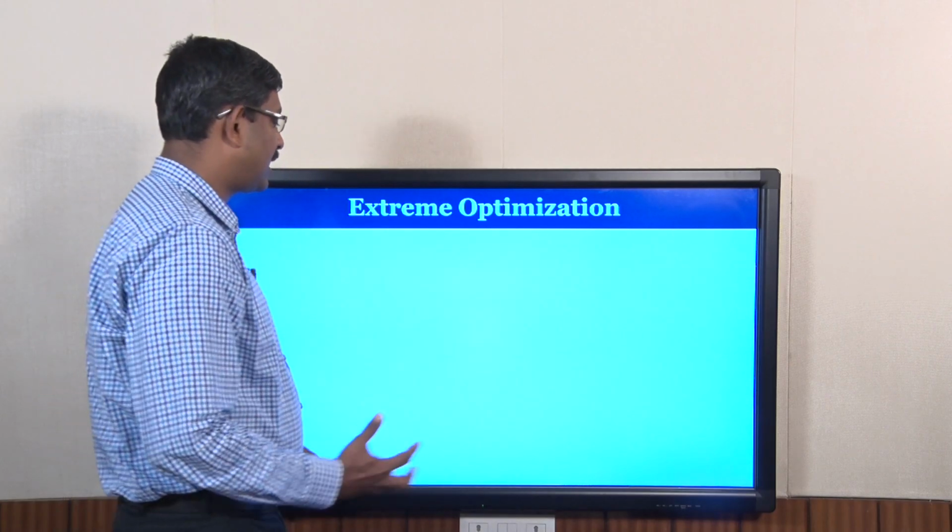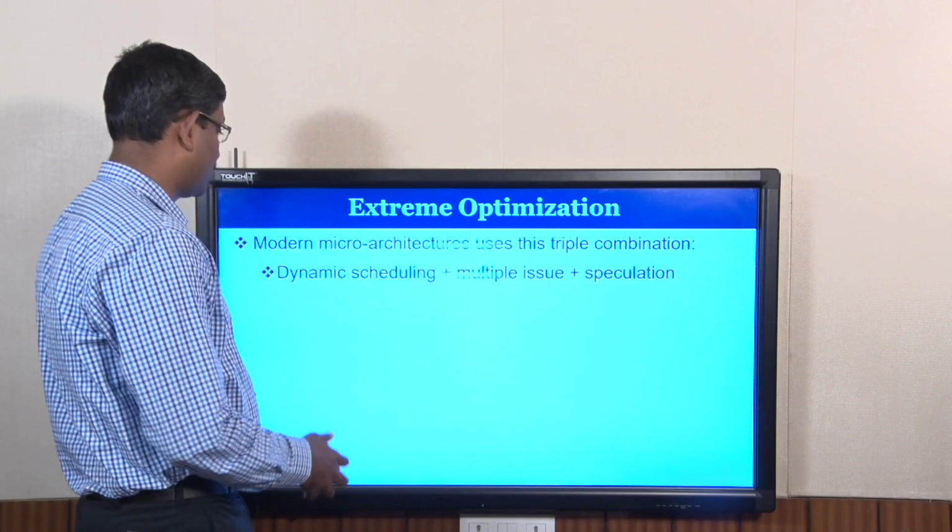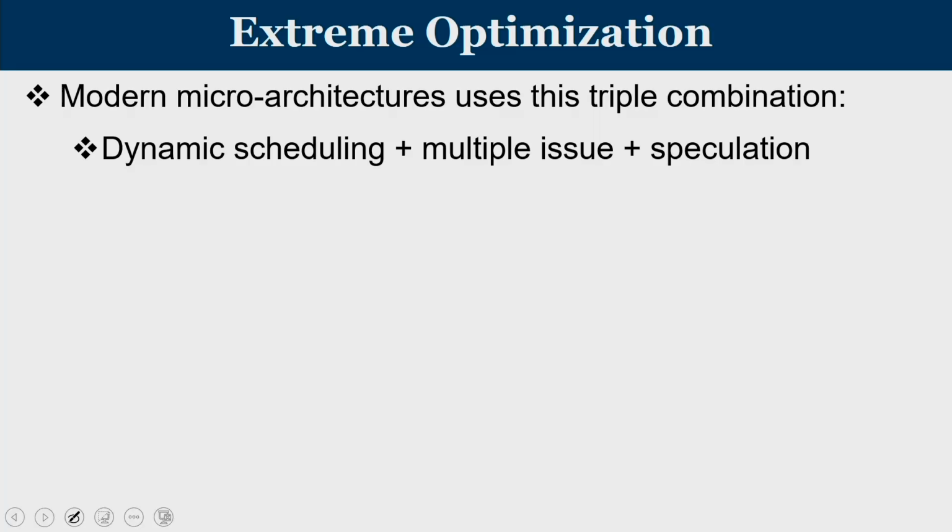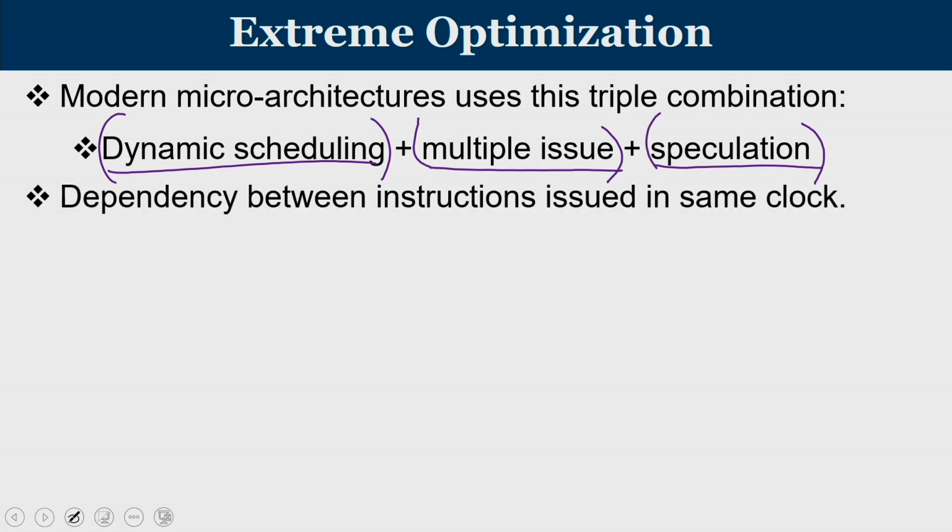Now, what is known as extreme optimization under all these contexts? We have learned a lot of techniques. Now, can we put all of them together? Modern microarchitectures use a triple combination: dynamic scheduling, multiple issue that we have just learned, and speculation. So, they use branch prediction, dynamic scheduling like Tomasulo's algorithm, and you make it superscalar. This is what you see in the latest processors that we are using in our systems.